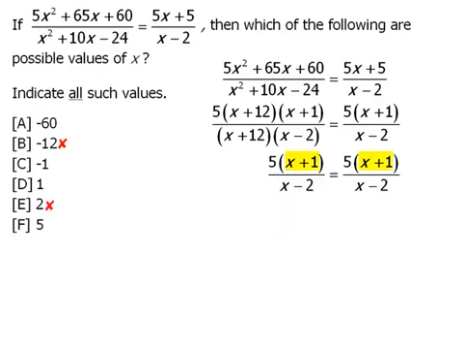Finally, what about this area? What happens if we let x equal negative 1? Well, when we do this, we get the following, and this simplifies to be 0 equals 0. So x equals negative 1 is a solution to our equation.